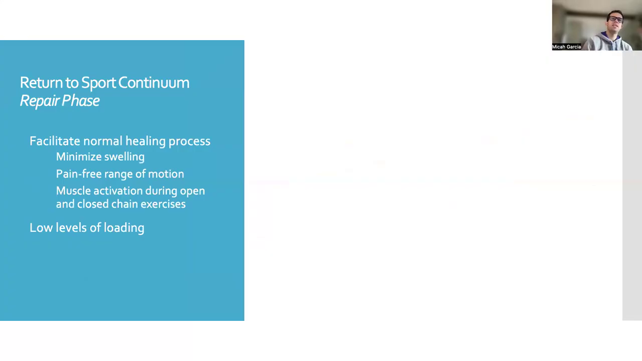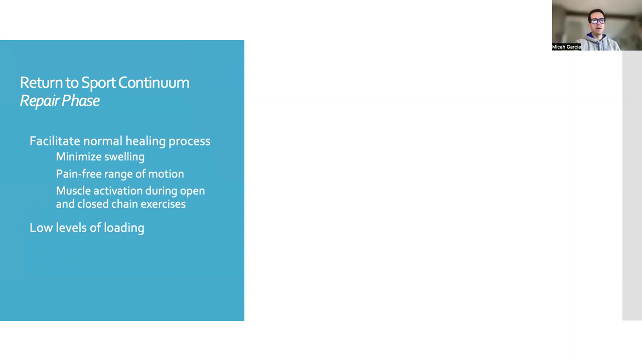So if we investigate each of these stages individually, let's first start with our repair phase. So here we're trying to facilitate a normal healing process. And while inflammation is actually needed, that's going to be the first signaling that, hey, our body needs to send these nutrients to start to help with the recovery process, excessive inflammation is a concern and can delay the recovery timeline. And so part of this is we want to minimize or control the swelling.